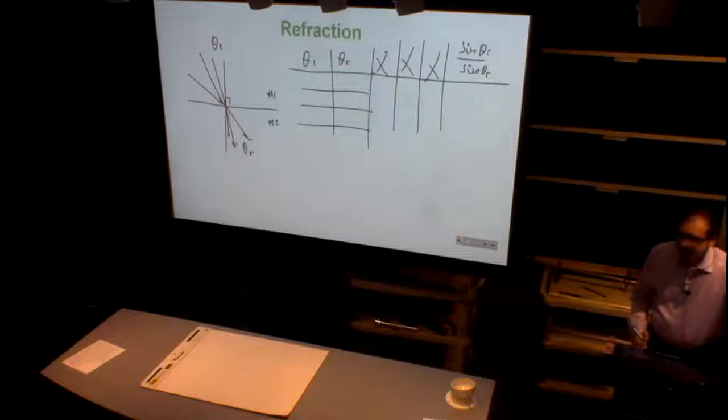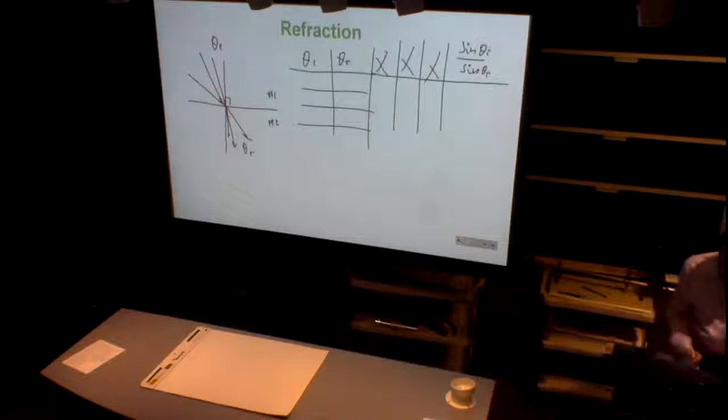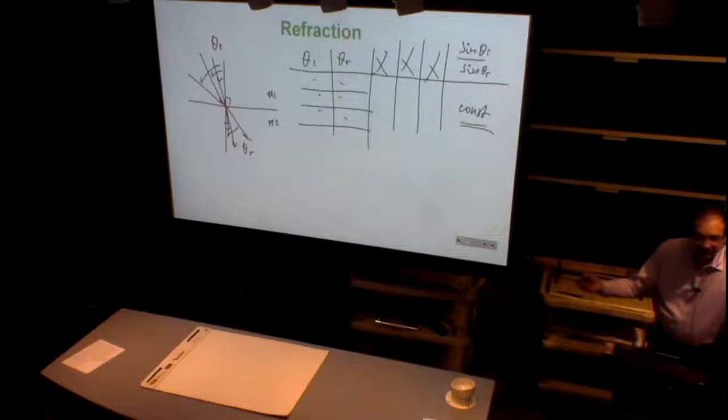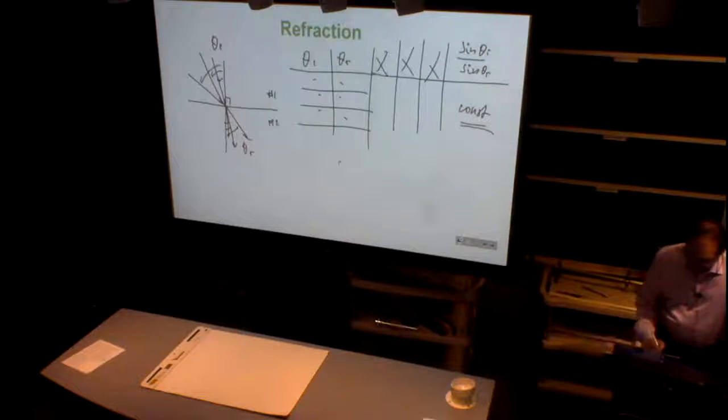Yes? Is the angle to the y-axis or the x, or does it not matter? That's not the axis, that's a normal. That's how we measure this angle. It has to be measured from the normal to the ray. So it turns out, no matter what angles we use, for this particular pair of media, this ratio remains the same, remains constant. That's just an experimental fact. So this is a law of refraction.